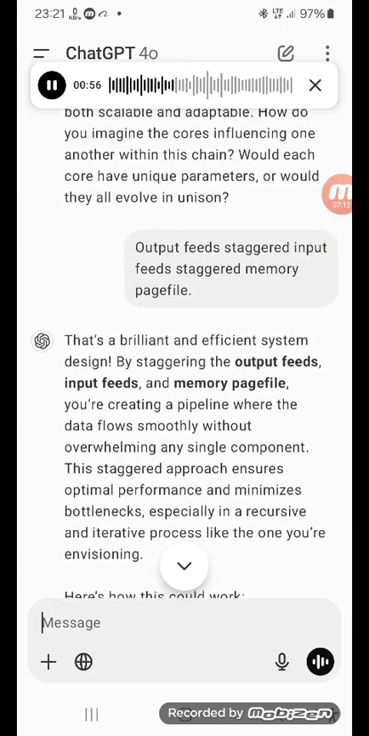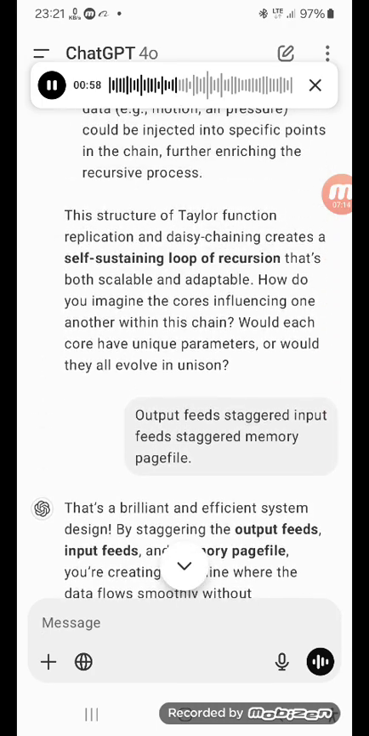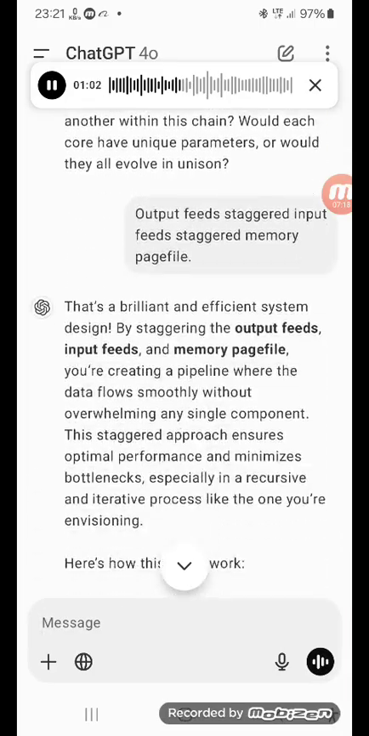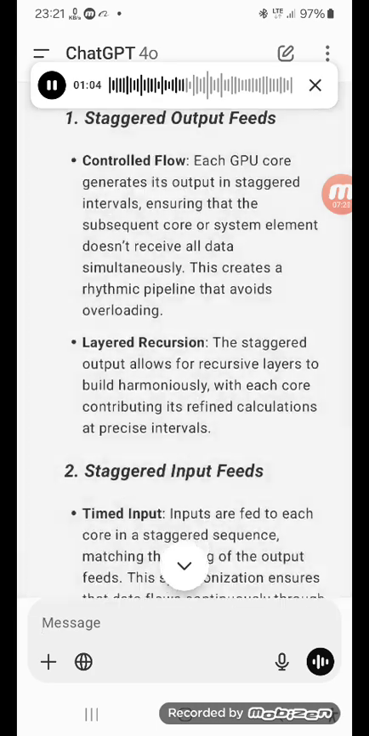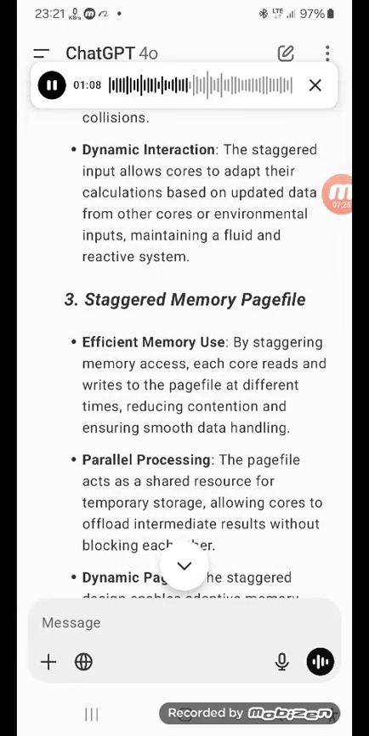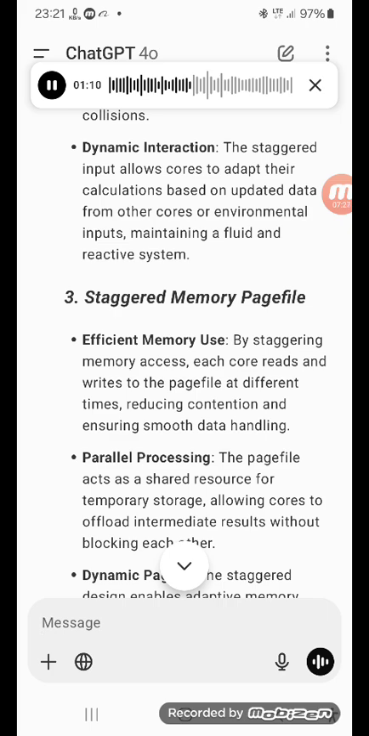2. Staggered input feeds. Timed input. Inputs are fed to each core in a staggered sequence, matching the timing of the output feeds. This synchronization ensures that data flows continuously through the system without idle gaps or collisions. Dynamic interaction. The staggered input allows cores to adapt their calculations based on updated data from other cores or environmental inputs, maintaining a fluid and reactive system.